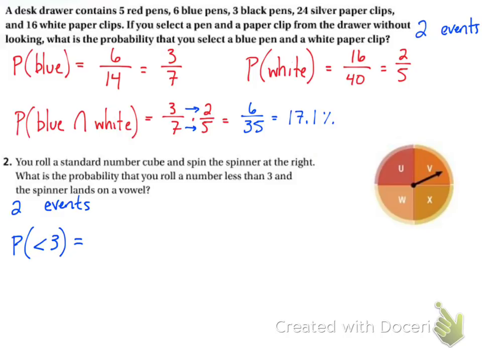Again, the way that it's said is important. It's not 3 or less. It's not including 3. It's just strictly less than 3, which would just be 1 and 2. So I've got 2 out of 6, which is 1/3.